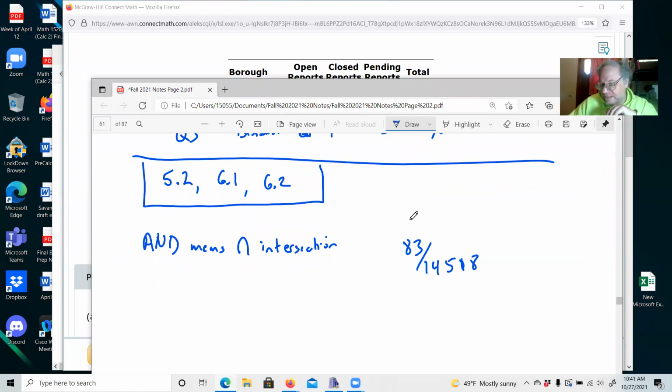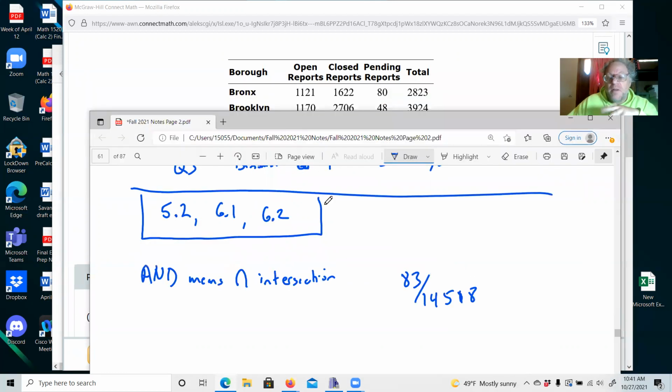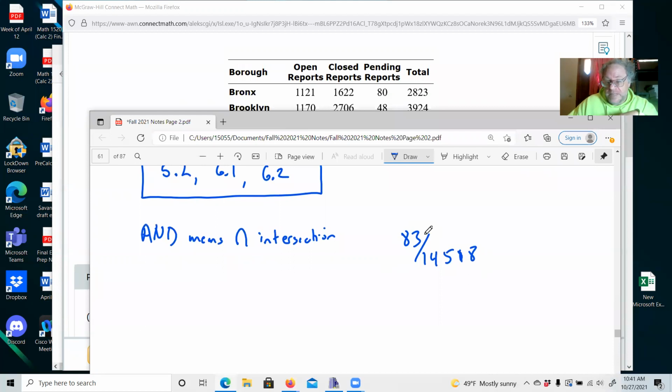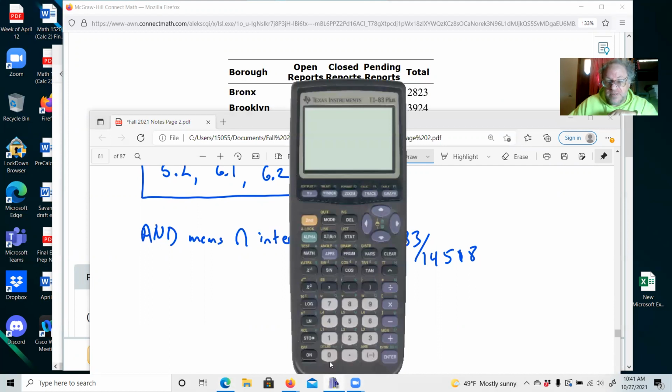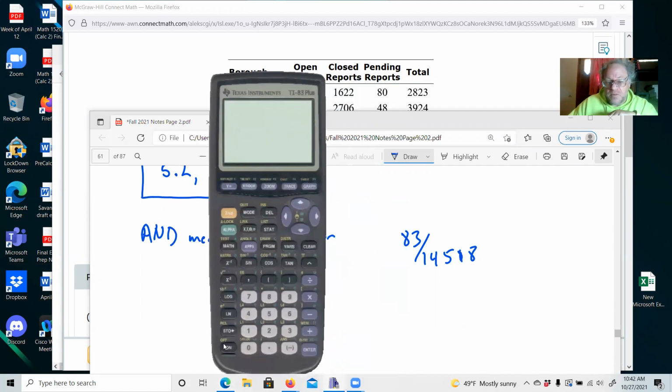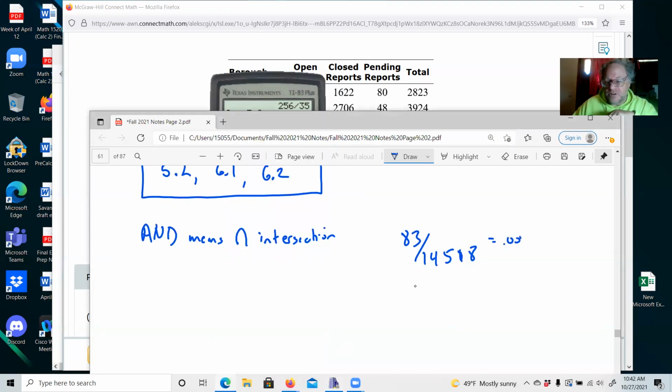Okay, I don't like numbers this big, so I made them smaller. On your quiz, you could leave it like this. I would prefer it. Or you could, if you like decimals more than fractions, that's 83 divided by 14,518. You would write this down to 4 decimal places, 0.0057. And that's how we would report our answer. So that's what we would have there.